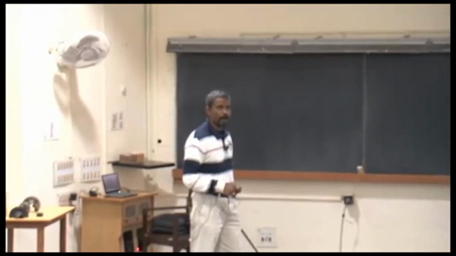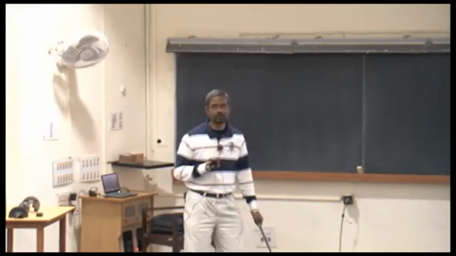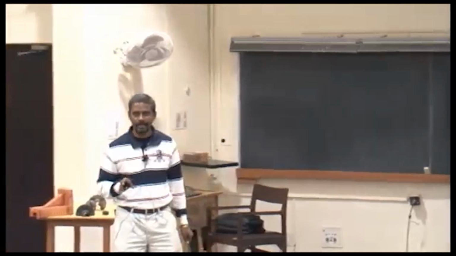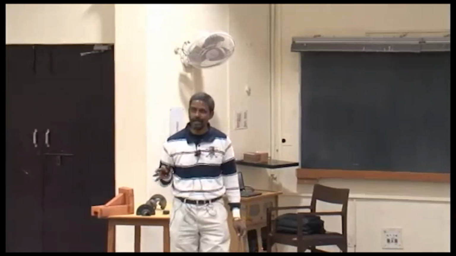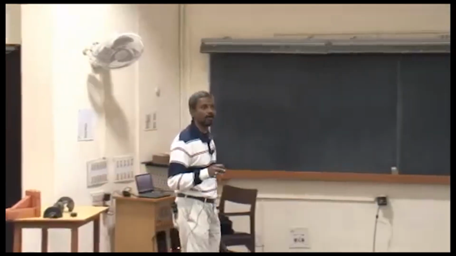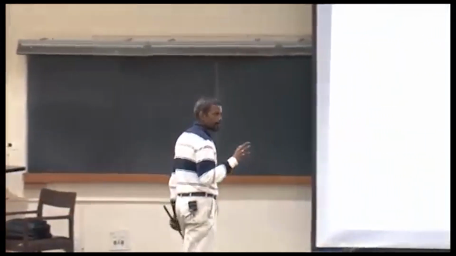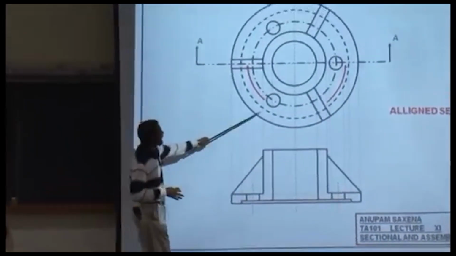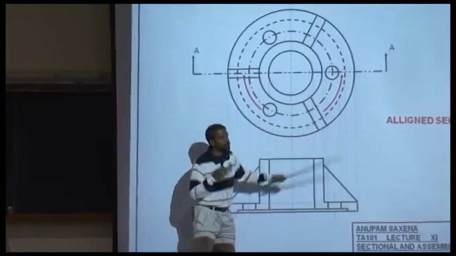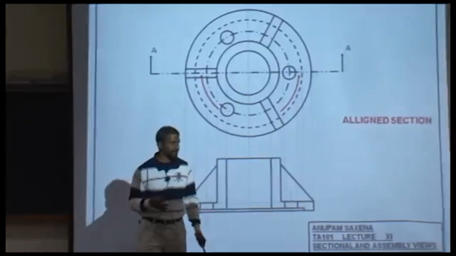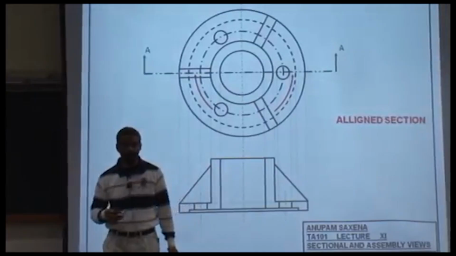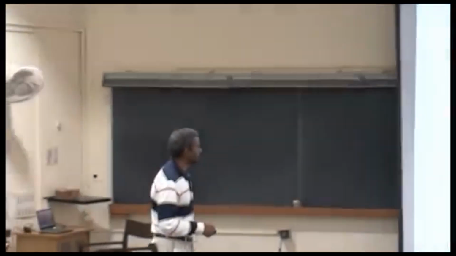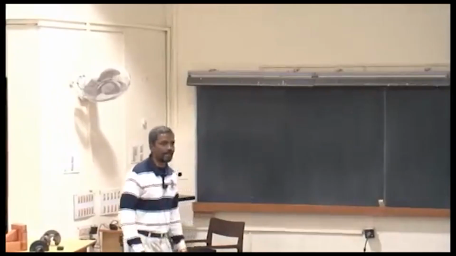Okay? So I am relaxing my projection rules significantly over here, while in a way not compromising much on the information. With this alignment, I am able to show the true dimensions of a feature. Once I do that, I get to section.